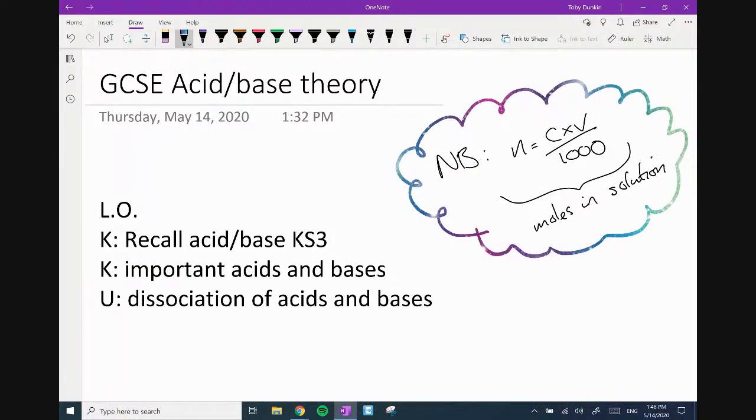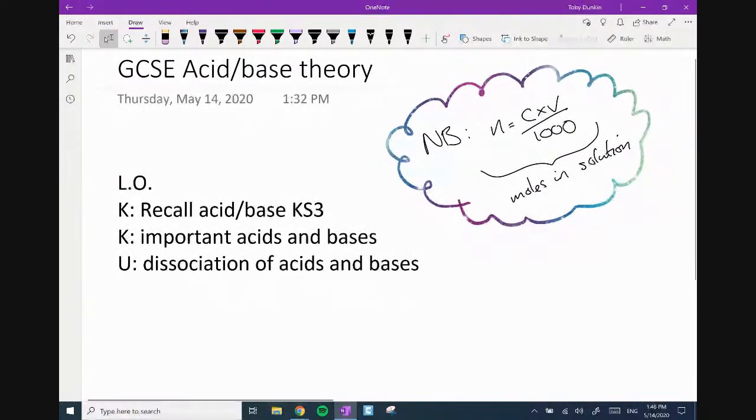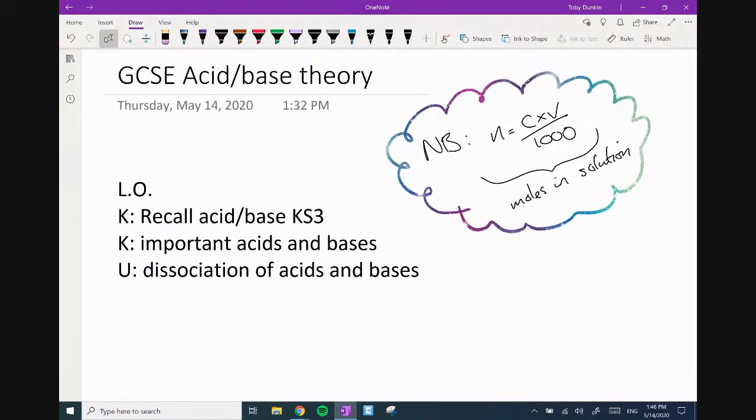But first of all, our learning objectives today, folks. We're going to be looking over 3 learning objectives. Number 1, first thing I need to do, guys: you haven't looked at acid-base theory since year 7. Yes, that's right, and it's been a long time. The first thing we've got to do is just recap all of the key stage 3 acid and base stuff that you guys did. So we need to recap key stage 3 acid base. That's job number 1. Write down all the key facts that we're going to need.